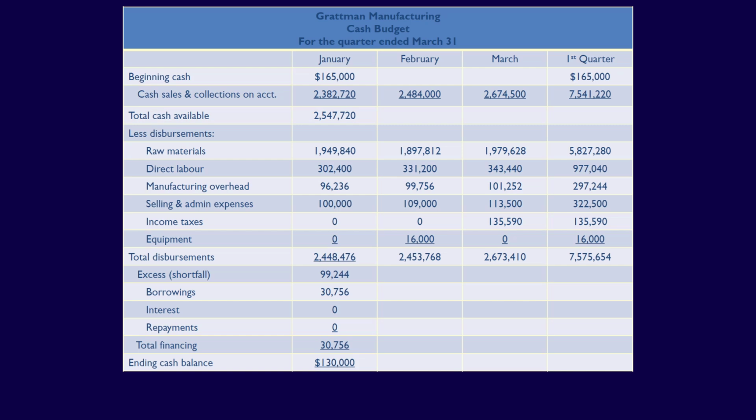We can now move on to February. The ending cash balance in January becomes the opening cash balance for February, so February's beginning cash balance is equal to $130,000. We can now add the beginning cash balance of $130,000 to the cash sales and collections of $2,484,000 to get a total available cash of $2,614,000. That's the available cash for February to cover the cash disbursements, which we already added up to $2,453,768. We now can calculate the excess or shortfall.